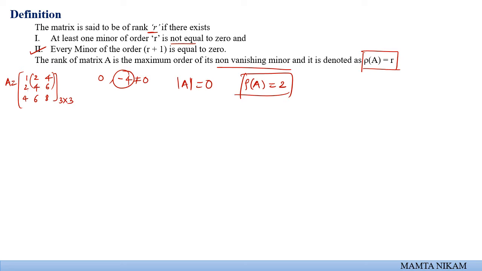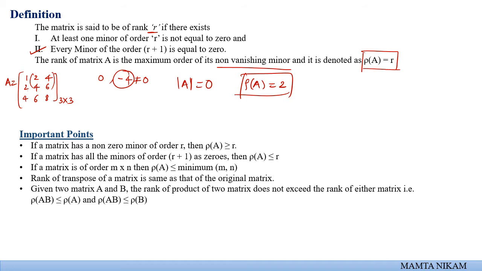Similarly we can calculate for a given 4 cross 4 matrix or 5 cross 4 matrix. Let us discuss a few important points. If you have a matrix which has a non-zero minor of order R, then the rank of A is greater than or equal to R. It might be equal to R, or it can also be greater than R, depending on the order of the matrix given. Second, if a matrix has all the minors of order R plus 1 as 0, then the rank of A is either equal to R or less than R.